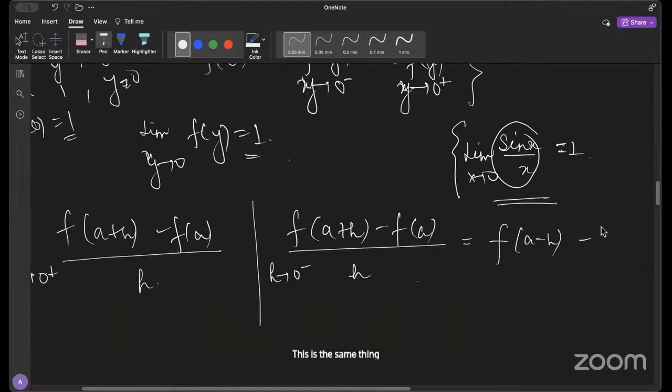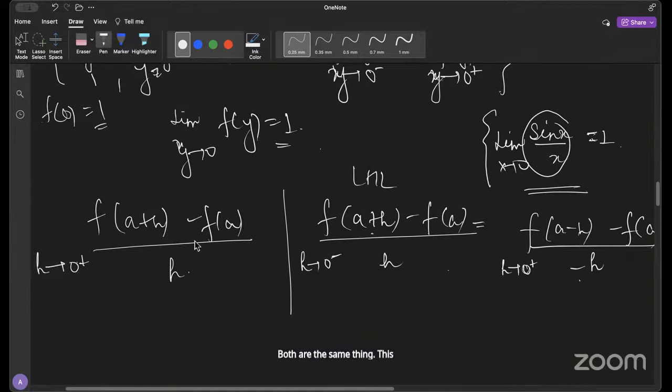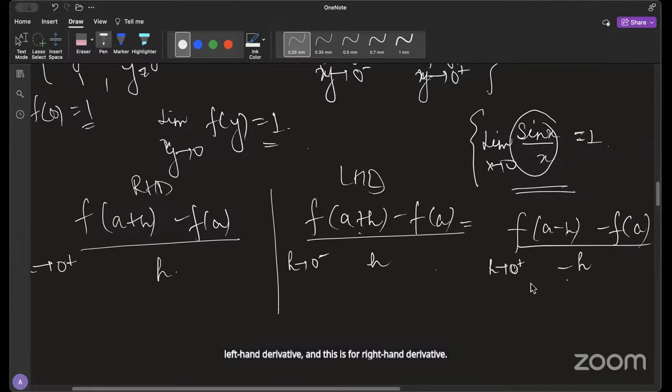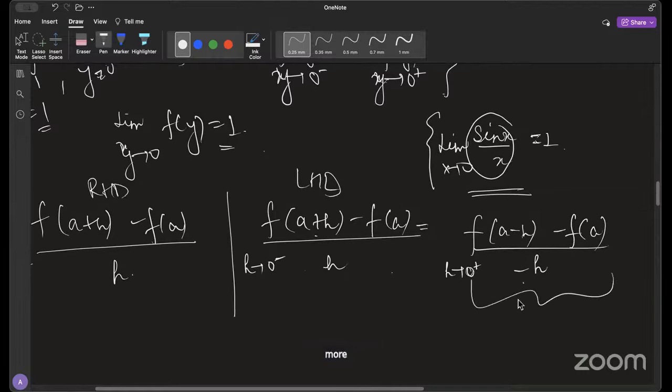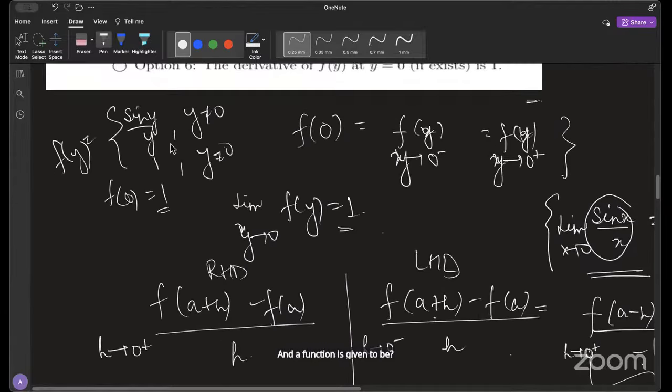This is the same thing as this. These two are the same. Either you put a minus sign here and then take this, or you take the minus sign here and keep everything positive here. Is that okay? Both are the same thing. This is for the left-hand derivative, and this is for the right-hand derivative. But I think everyone is more comfortable with this one, so let's use this one only. And your function is given to be this thing.